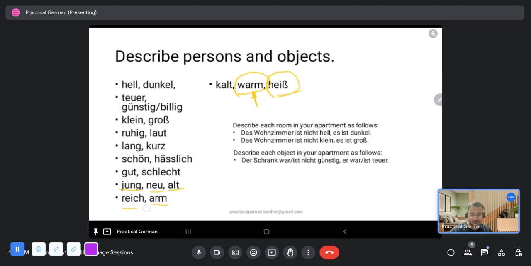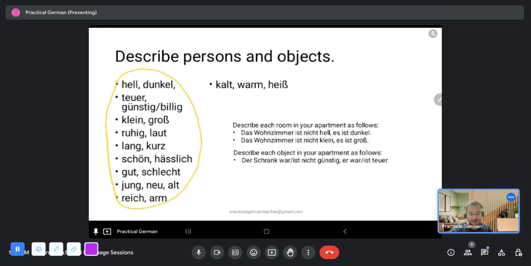Now reich, arm. German is not that different from English. For example, Elon Musk is reich, ich bin arm, compared to Elon Musk, right? You can also say, for example, someone is going through a bad phase, you'll say, man, this poor guy. You can use the same thing in German. Der arme Mann. It does not mean he has less money. You're just using the adjective in a different way. I hope you know what I'm trying to say. Please, adjectives are your friends.